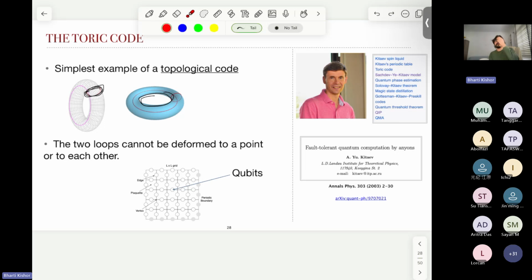I still have 20-25 odd minutes. So I just planned to cover the stabilizer formalism, and I was thinking that I will cover the toric code if time permits, but it seems that time is permitting. So I will cover the toric code also.